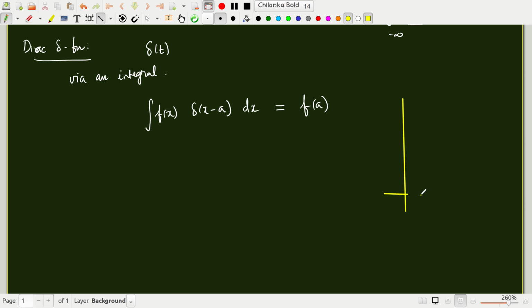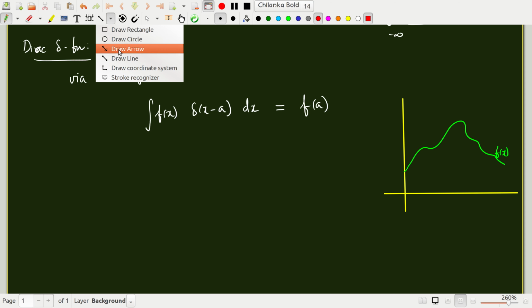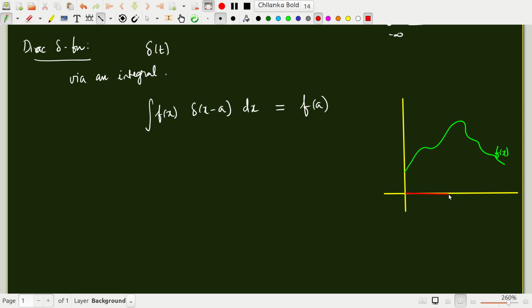Let's understand this meaning through a simple example. Suppose I have a function like this. Let's say this is my f of x. Now I also have the Dirac delta function, which is very sharply peaked. This is just cartoonishly depicted here, because it's a very sharply peaked function. This is the x-axis. This is the point x is equal to a, where the delta function delta of x minus a peaks. Everywhere else the delta function is 0. And the width of the delta function is 0.